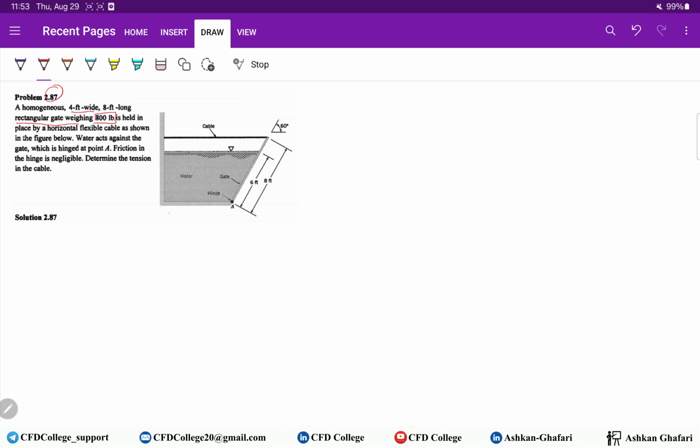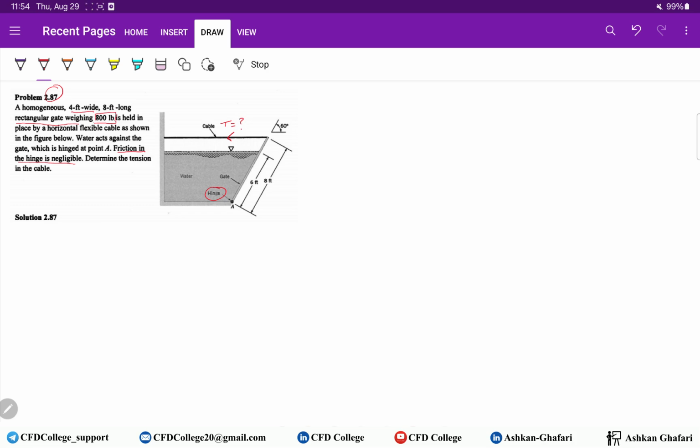It is held in place by a horizontal flexible cable. This is the cable. Water acts against the gate, which is hinged at point A. So here we have a hinge. Friction in the hinge is negligible. It is always true in Fluid Mechanics 1: all the hinges are frictionless. Determine the tension in the cable. So we want to find this tension.